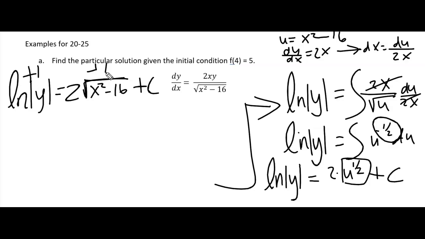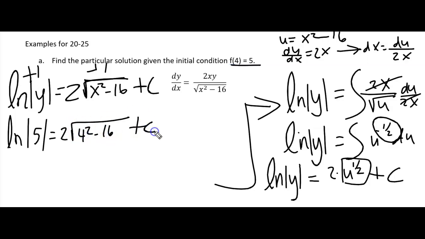at this point, what I would say you should go ahead and do is plug in your initial condition. Okay, so I'm going to plug in the 5 for y, and I'm going to plug in the 4 for x. Now 4 squared is 16, and 16 take away 16 is 0. The square root of 0 is 0 times 2 is 0. So here's my c value.